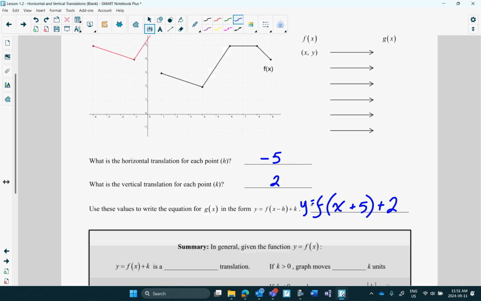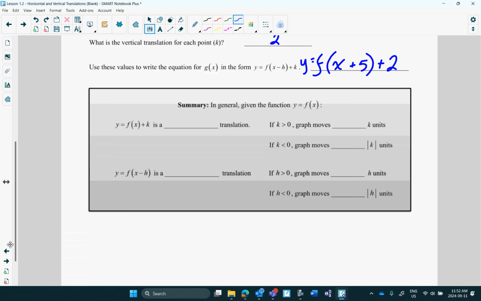Okay, so we talked about one type of transformation, the shifts. And there are 2 types of shifts, horizontal, left to right, or vertical, up and down. So if there's a number on the end that we call k, that is a vertical translation. If k is bigger than 0, the graph moves up. If k is negative, less than 0, the graph moves down.